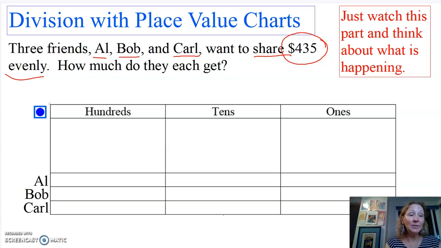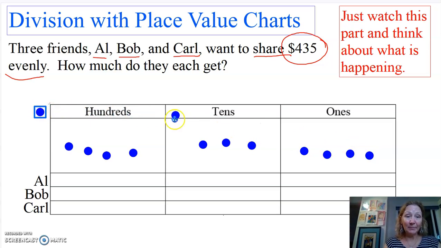And then I'm going to model the 435. So you can see that I've got my hundreds, I've got 400. And then in my tens place, I've got 3 tens. And then in the ones place, I have 5 ones. Now I want to take this $435 and share it equally between 3 friends. So I usually start with the hundreds place. That's just how we start long division, with the biggest denomination.